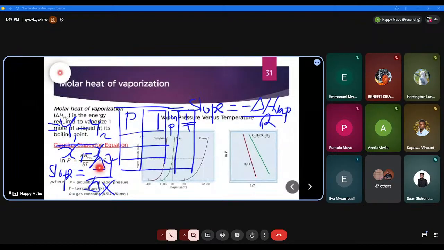Clausius-Clapeyron equation, there is this equation which I would like to ask you to see underneath the writings, because I don't want to remove them. You've got the ln of P, equals minus the molar heat of vaporization over RT, plus C. The C is a constant which is determined experimentally.